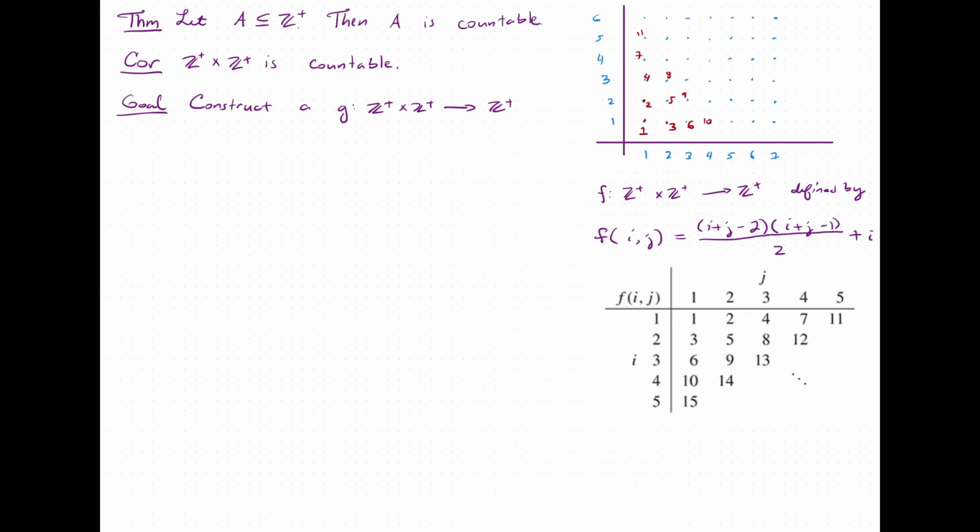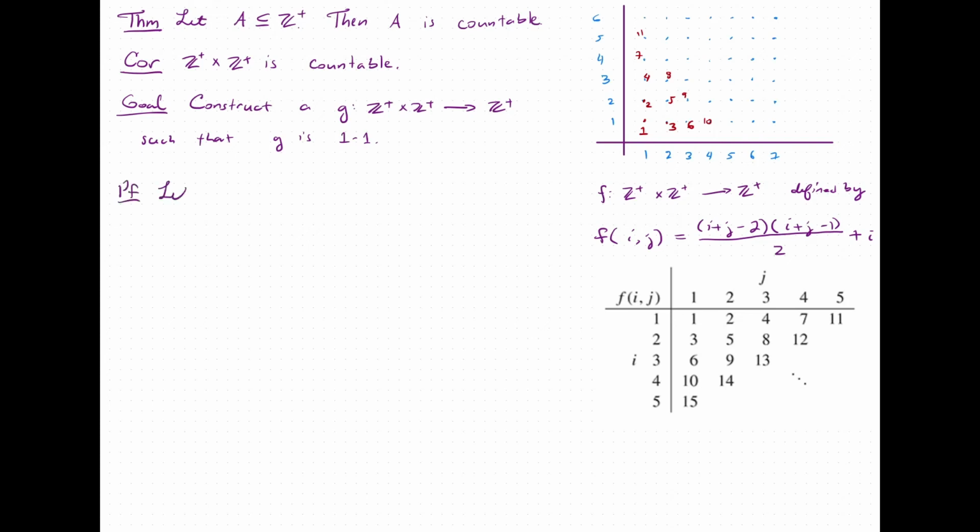But here's the difference, such that g is 1 to 1. We are not going to prove that it's onto. We're going to rely on this theorem to conclude that it's onto, to conclude the countable part. So let's see how we do this. So here's the proof.